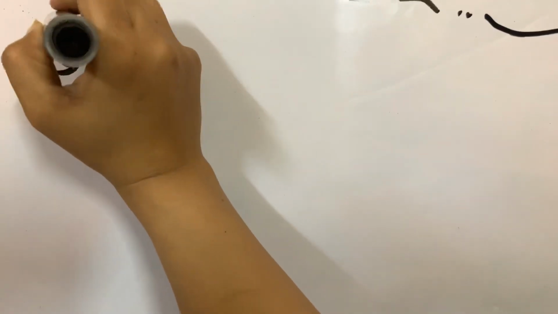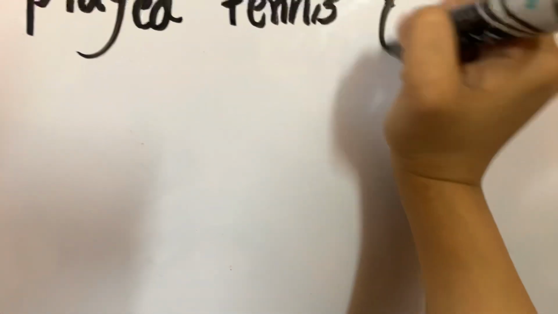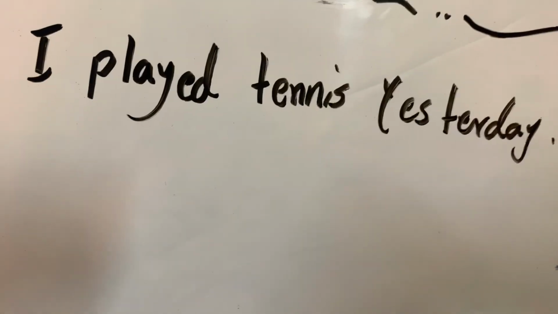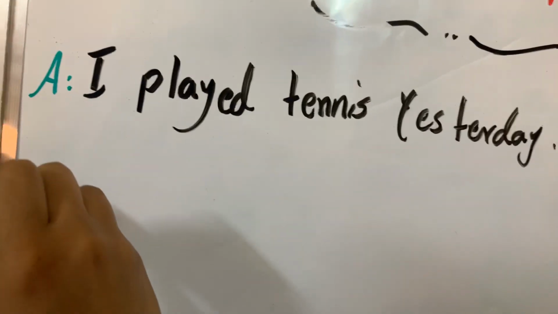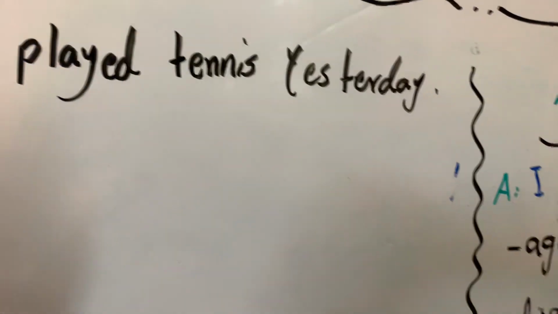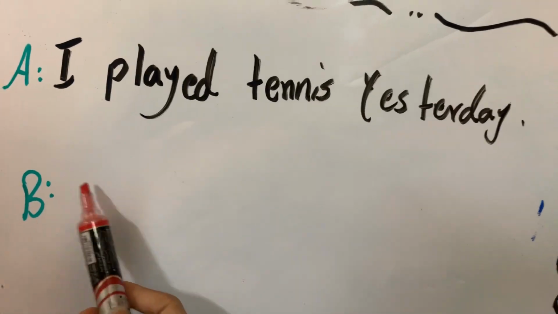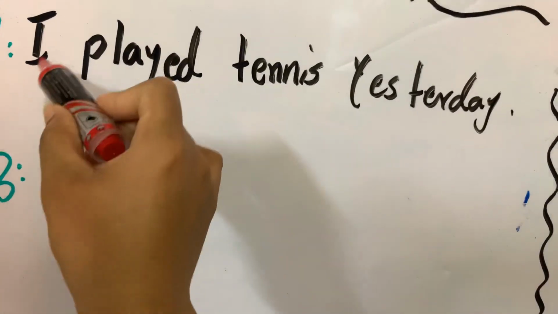Okay, look. When I say, for example, "I played tennis yesterday." Look, for example, here we have a person. This is person A, and this is person B. Person A says, "I played tennis yesterday." Person B said also yesterday he played tennis. So he agrees with him.